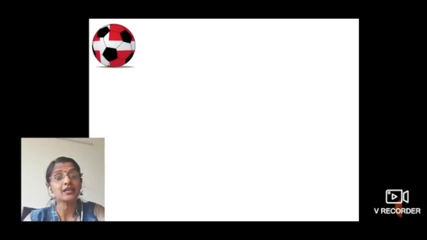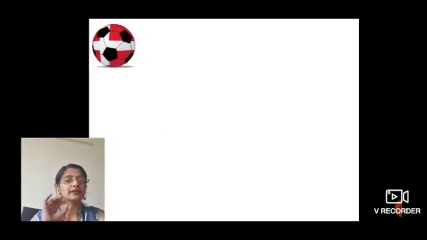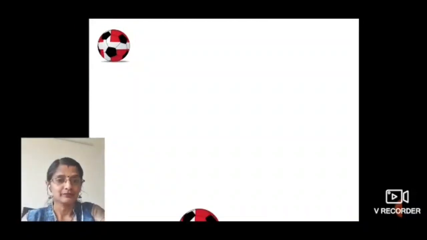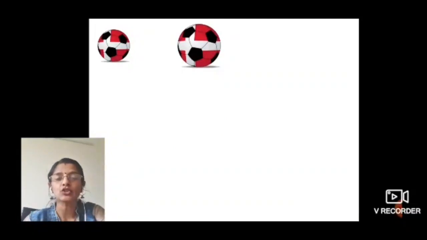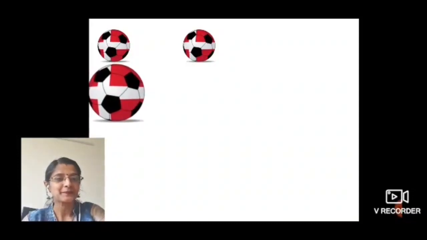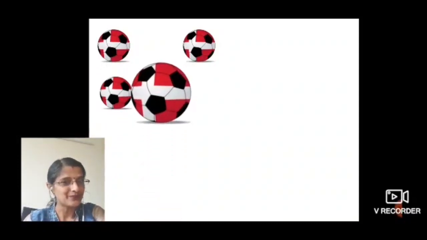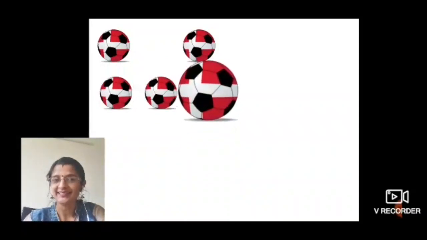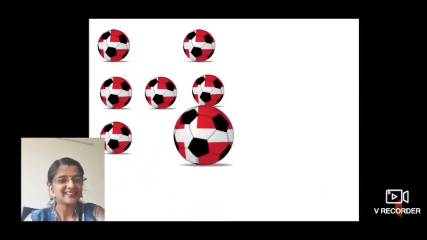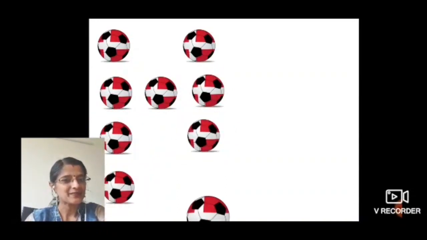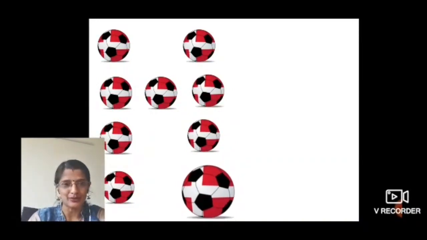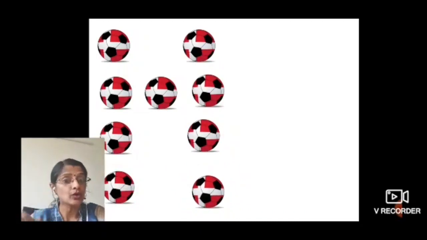Let's draw 9 big balls. First we will try to solve it in the pictorial method and then we will move to the statement method. Okay. So let's draw 9 big balls first. This is 2. Count with me. 3, 4, 5, 6, 7, 8, 9. So how many big balls are there? 9 big balls. Correct?